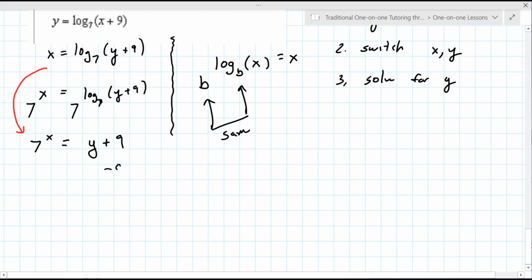Last step here is to subtract 9 from both sides. So that's 7 to the x minus 9 equals y. So just a little rewrite, y equals 7 to the x minus 9.